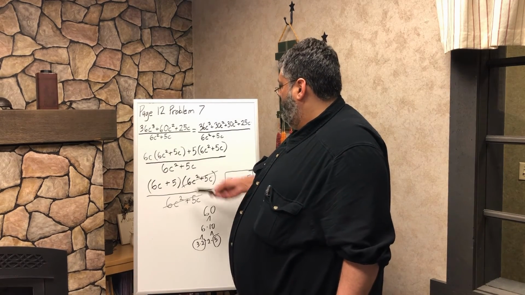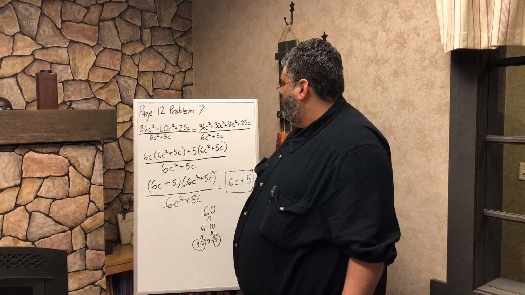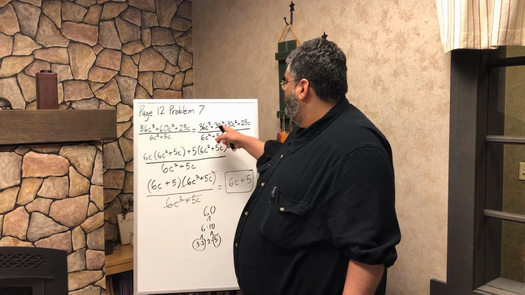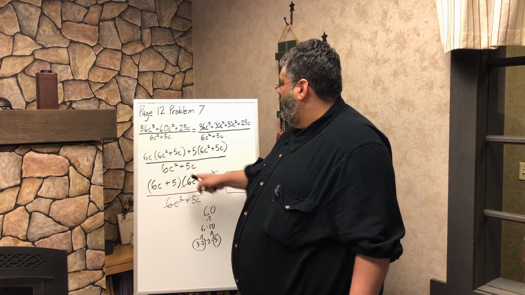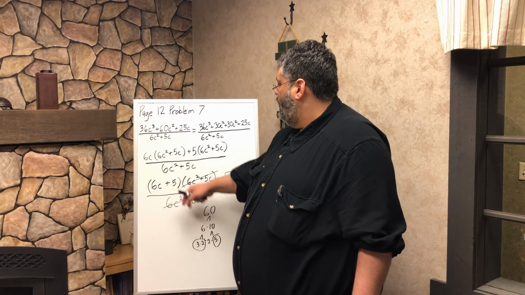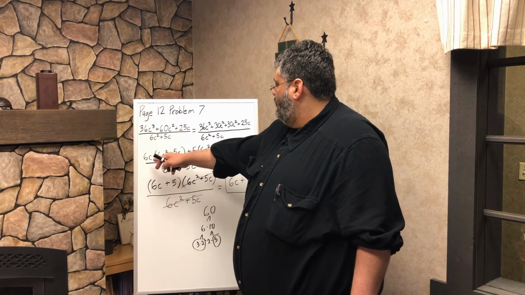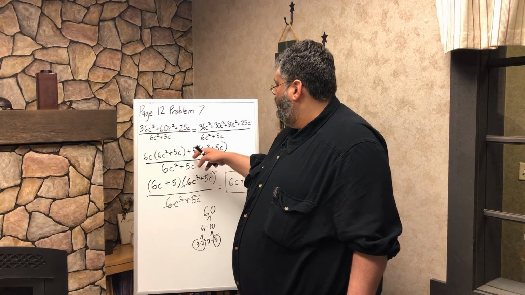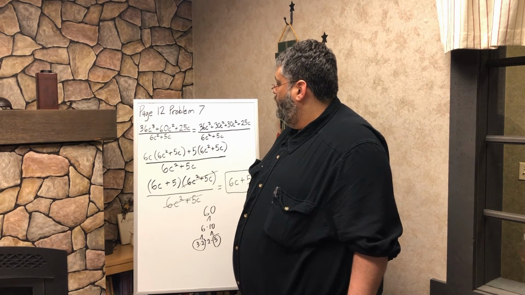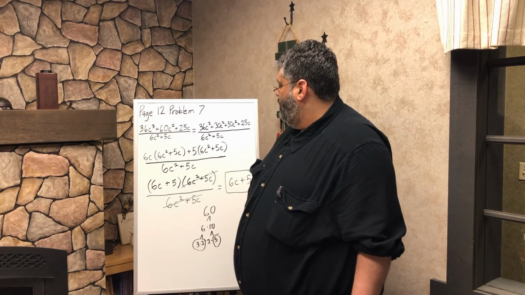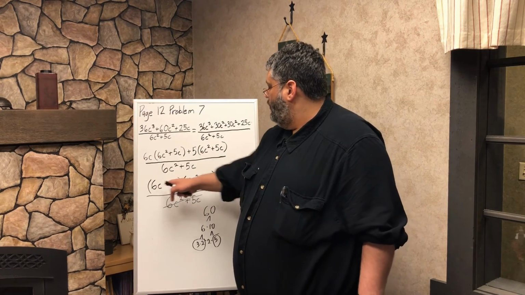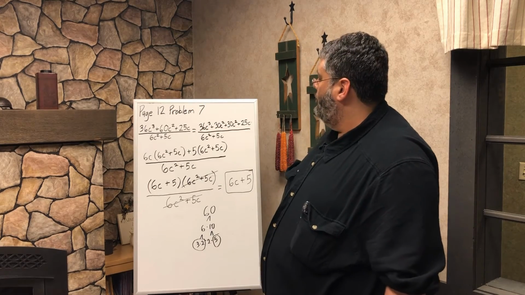And then that's what we did. We factored a 6 out, and we factored a 5 out, and then we got 6c on one side, and then we got 5 on the other, and then we combined them here. So hopefully that makes sense to you guys.